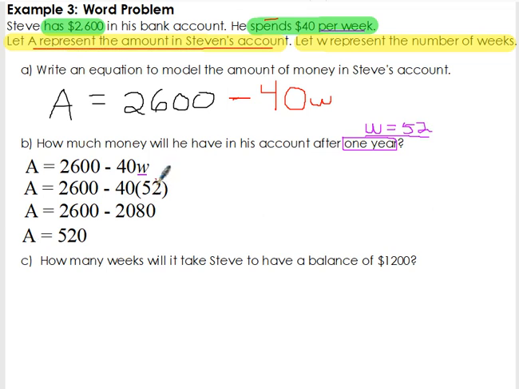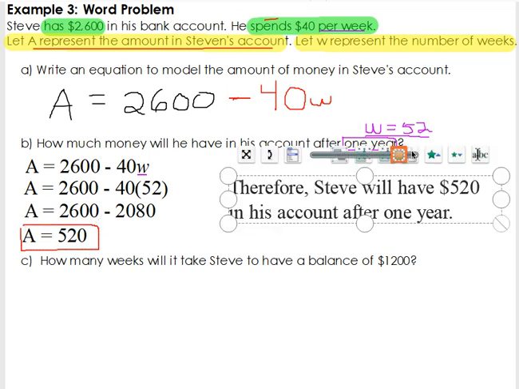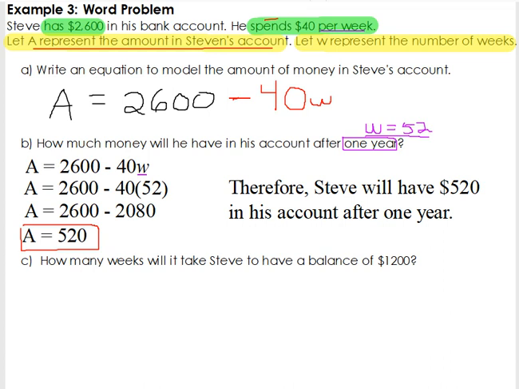When 52 weeks go by, the amount is $520. So we can say, well, therefore, Steve will have $520 in his account after 1 year. Remember, 1 year was just 52 weeks. That's all they're saying there. They're just trying to trick us a little bit.